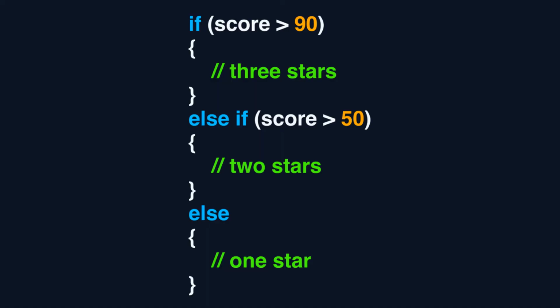Here we need to use an else if statement to provide multiple paths of execution. We can use multiple else if conditions to add as many rankings as needed, and we can even add an else statement as a fallback option. So in this case, if the score is greater than 90, the player gets 3 stars. Else, if the score is greater than 50, he gets 2 stars, and if none of these conditions is true, he gets the default 1 star.